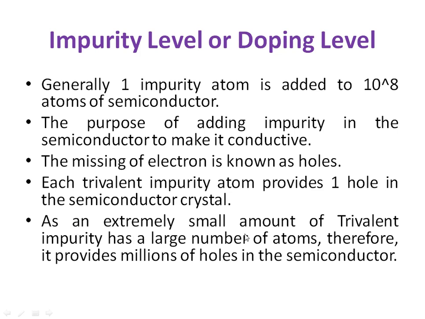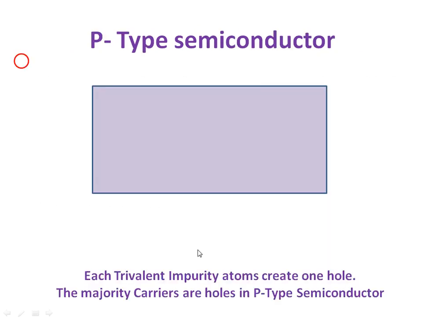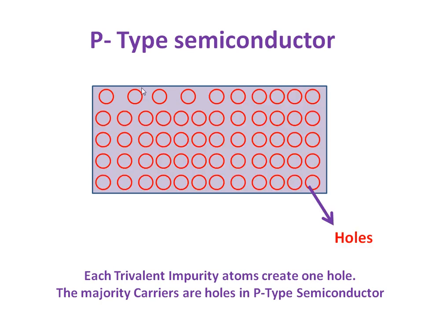An extremely small amount of trivalent impurity among a large number of atoms provides millions of holes in the semiconductor. So in a pure silicon crystal, if I add one trivalent impurity, it will make one hole. If I add a second boron, it will create a second hole. Similarly, if I add millions of trivalent impurities, it will create millions of holes. Holes mean empty space, so it is ready to accept electrons. Each trivalent impurity atom creates one hole.